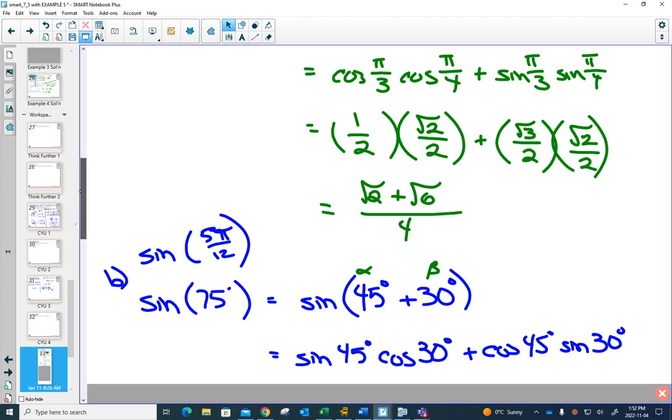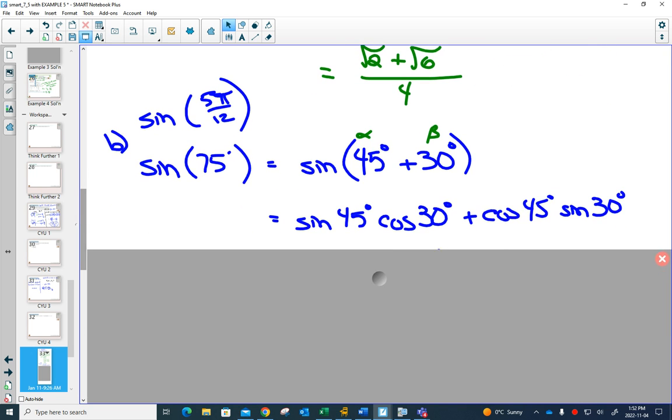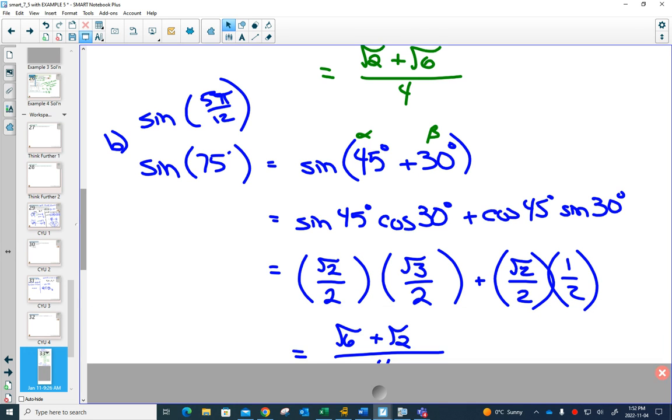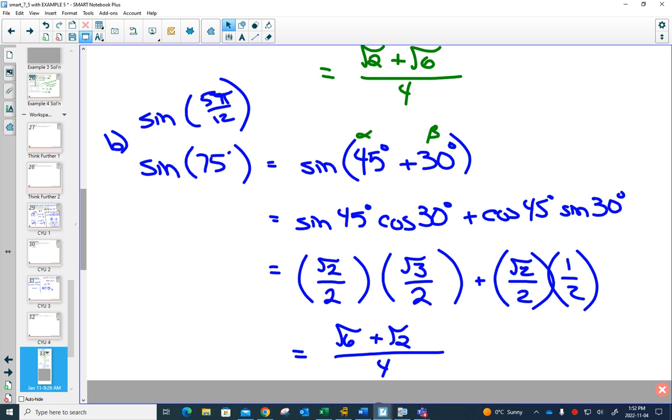Okay, so go to our pi plate. Plug everything in and simplify. And we got root 6 plus root 2 over 4, which, by coincidence, is exactly the same as the first one. Which is kind of cool.